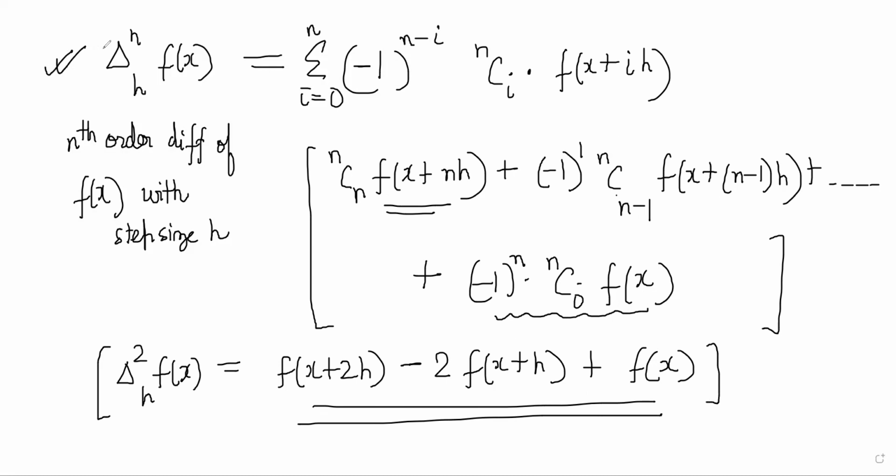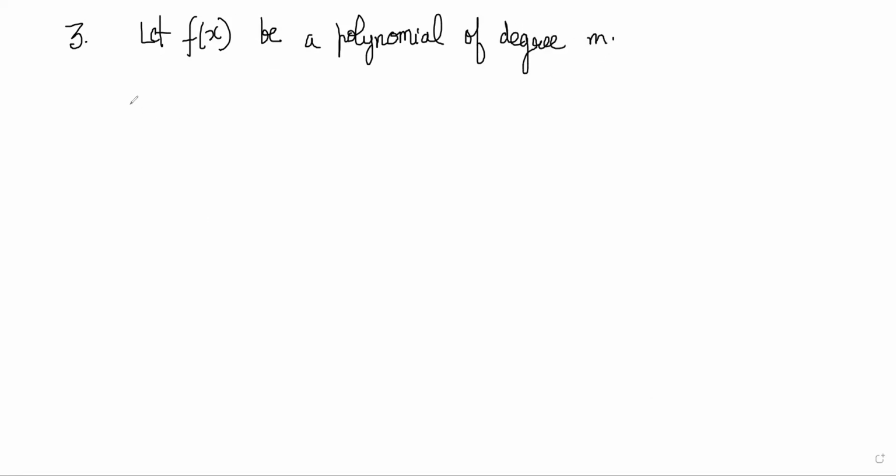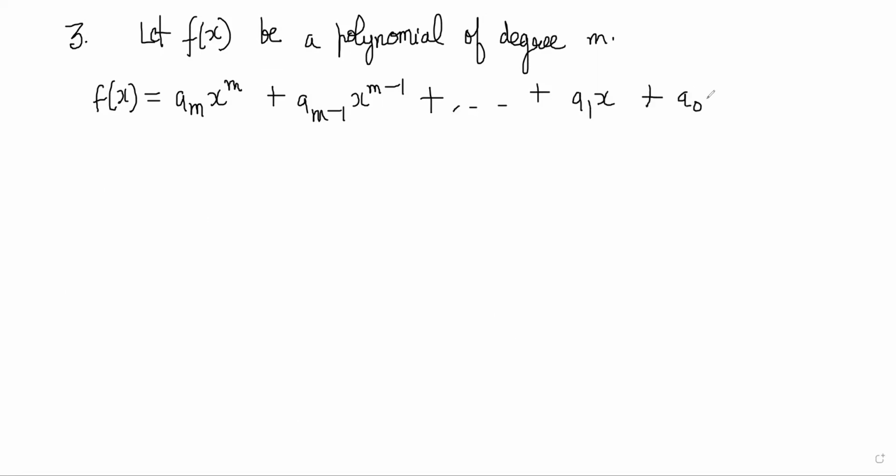And you should remember this result. This is a standard result. This is the nth order difference of a function, right? Now what we'll do is we'll apply this to a particular problem. So we'll say, let f of x be a polynomial of degree m. So let's write f of x as a_m x power m plus a_(m minus 1) x power m minus 1 and so on till a_1 x plus a_0.